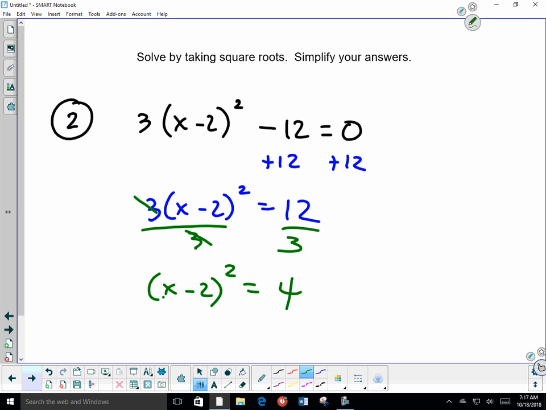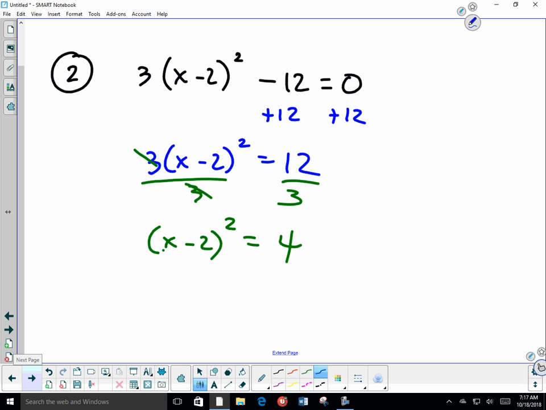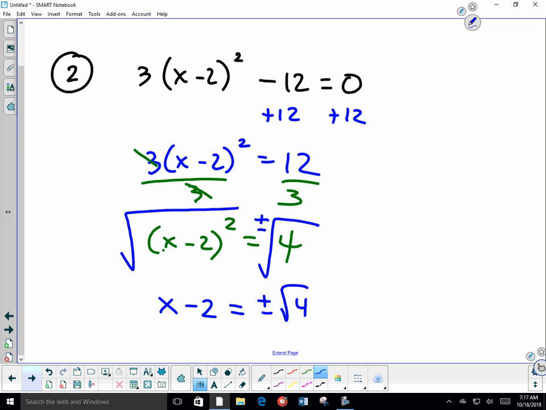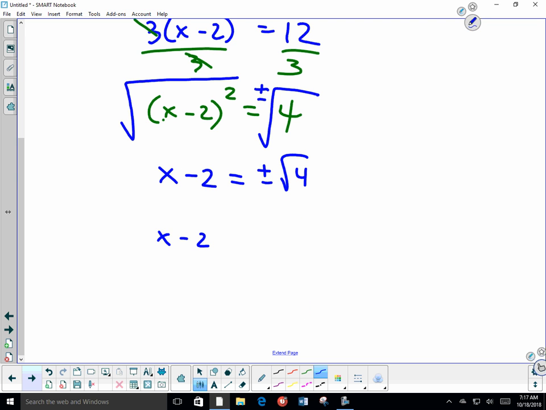And then my next step is where I'm going to take the square root of both sides so I can undo the squaring. But when I take the square root of both sides, I need to remember that there's a positive and a negative answer that are possible. So the square rooting and the squaring are canceling each other out. So I get x minus 2 equaling plus or minus the square root of 4. But the square root of 4 is just 2. So I get x minus 2 equaling plus or minus 2.